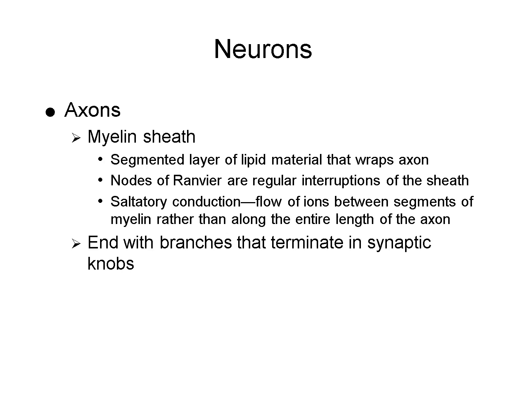Axons are often wrapped in a myelin sheath, a fatty insulating layer that speeds up signal conduction. Nodes of Ranvier are gaps in the myelin that allow ions to jump from one segment to the next, a process called saltatory conduction. Axons end in synaptic terminals, where signals are passed to the next cell.